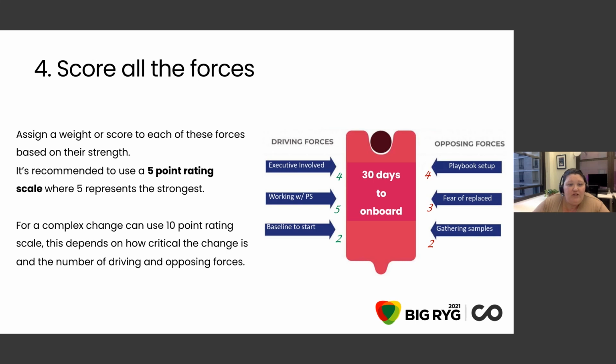And so you go through and you start rating these different driving forces and opposing forces on their strength. And what that means is you are rating them on their ability to impact change. So if we had this consistently, how impactful would that be? How much change would that drive? Or if we didn't have this thing consistently, how impactful would that be?